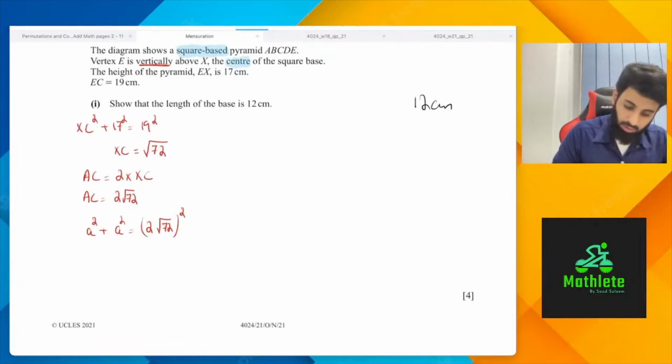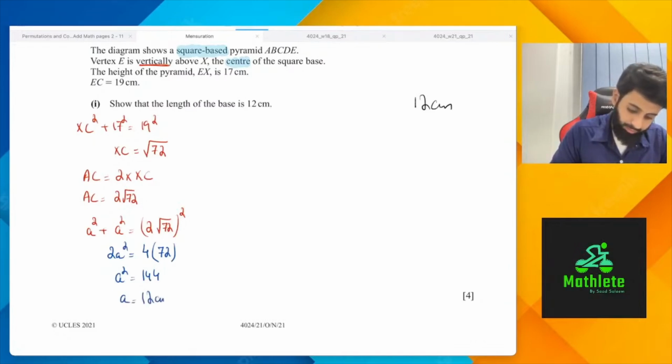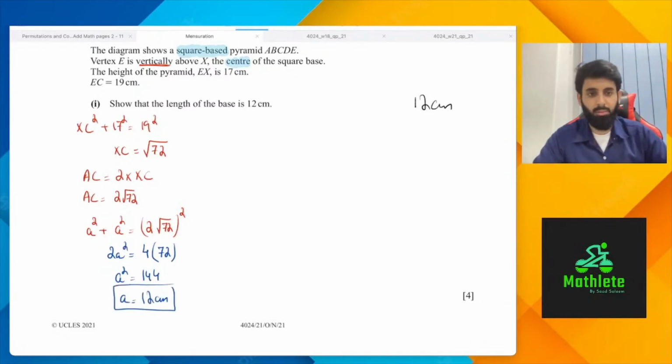Okay, so I'm going to switch to blue for now. So what do we have? We have 2a squared is equal to 4 times, when you square root 72 it's just going to be 72 now. Okay, and let's simplify this now. A squared is equal to 4 into 72 divided by 2. So a squared is equal to 144, which means a is equal to what? A is equal to 12 centimeter. So there you go, we have a.